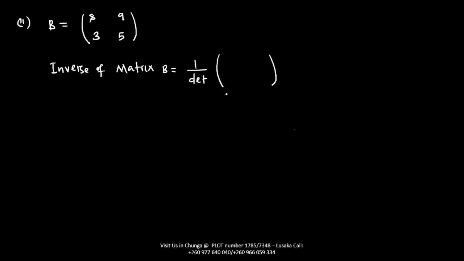So the elements in the major diagonal, which is the 5 and the 8, the 5 will go where 8 is, and the 8 will go where 5 is in the original matrix. Therefore the 3 and the 9, which are in the minor diagonal, they just change the sign. So this will be -3 and that would be -9. So therefore we shall say that the inverse of B is equal to 1 over 13, like this. Then we're going to have 5 there, -9, -3 and 8, like that.